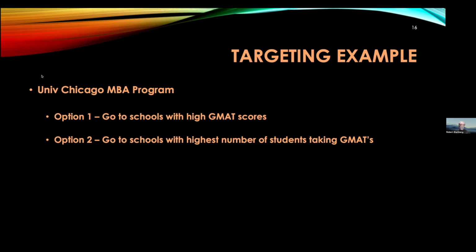So Caltech was my example. Caltech had phenomenally high GMAT scores when you looked at their average. The problem was there were only 2 students taking the GMATs. He would go to California, he'd go to UCLA, he'd go to Pomona and schools like that, and then he'd go to Caltech. The question was, was that a good strategy?